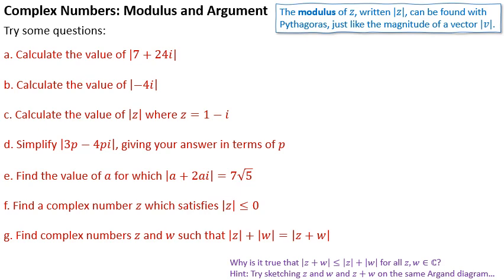So for the first one, 7 squared add 24 squared, square rooted, gives 25. It's one of the lesser known Pythagorean triples, 7, 24, 25. For part B, this one's easier than it looks. You don't have to think of it as 0 squared add negative 4 squared, square rooted. You can just visualize it on an Argand diagram, and you can see that it's pointing directly downwards, vertically downwards. So however big the number is in front of i, that's how big the complex number is.